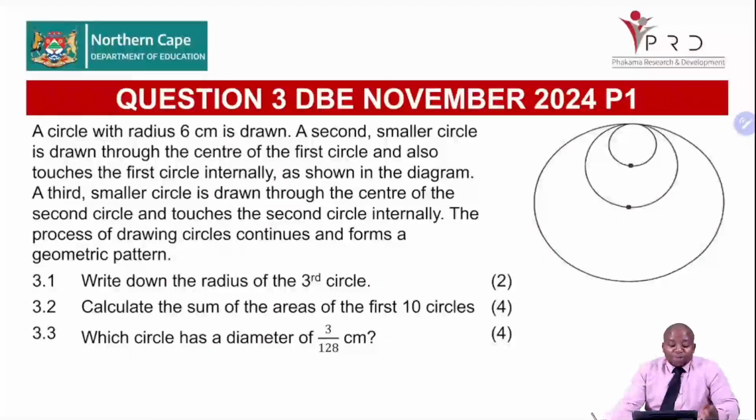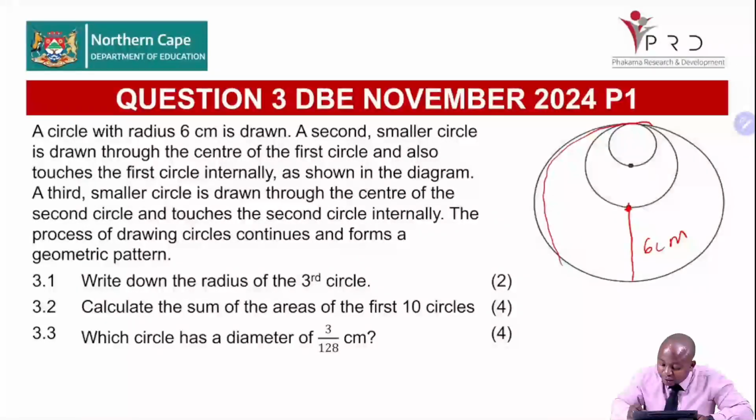Welcome back, grade 12. Let us look at question 3. Question 3 reads as follows. A circle with a radius of 6 centimeters is drawn. A second, smaller circle is drawn through the center of the first circle. So the bigger circle has a radius of 6 centimeters, from the center to here.